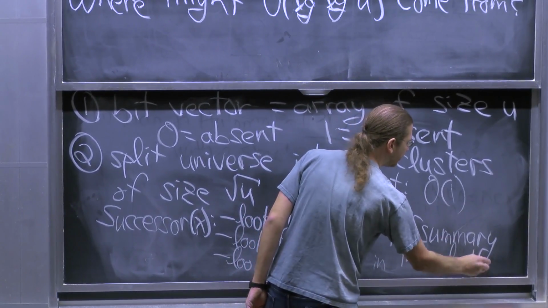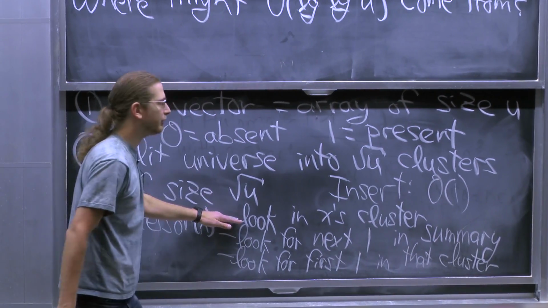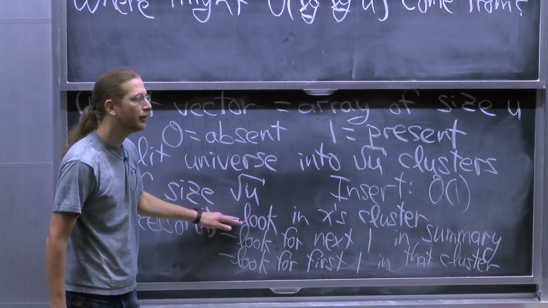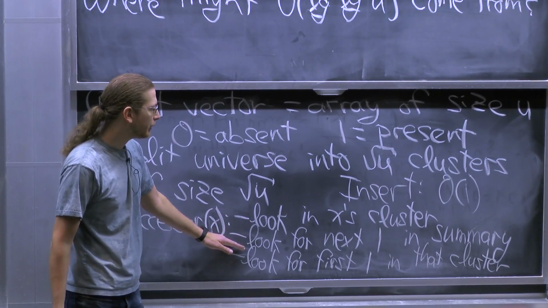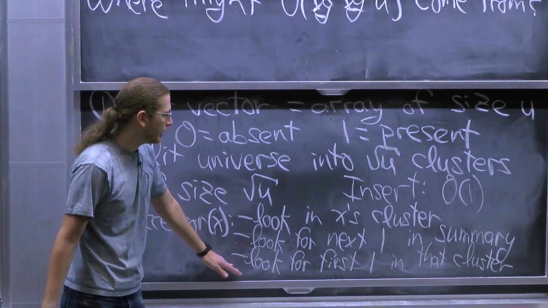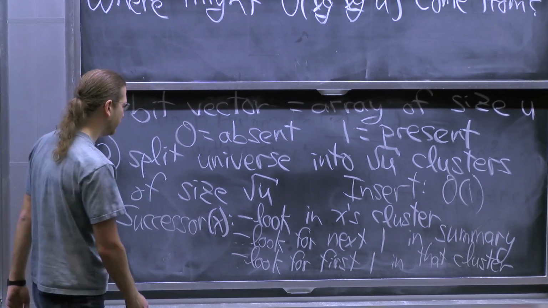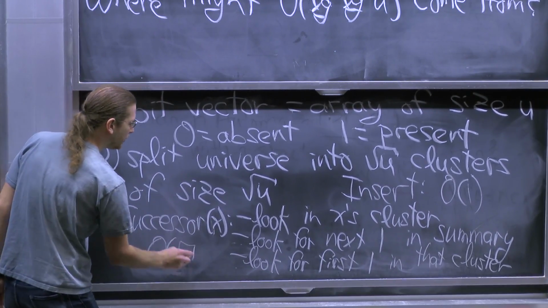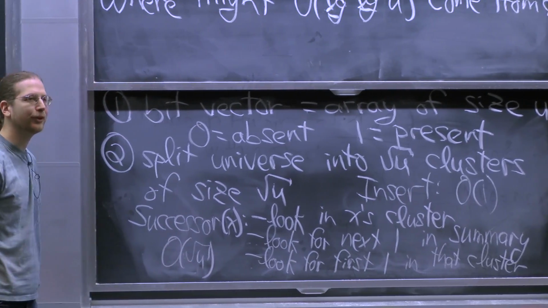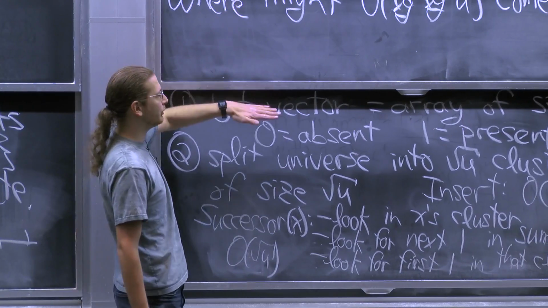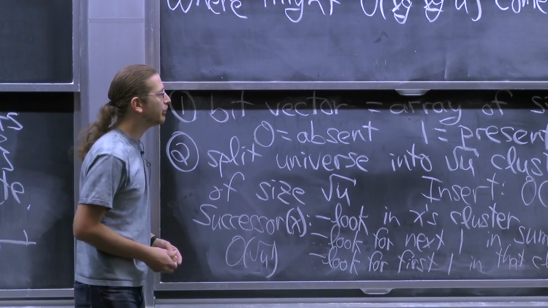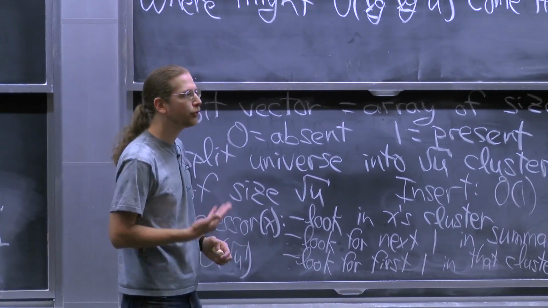So there are 2 cases. In the lucky case, we find the successor in the cluster that we started in. That only takes root u time. If we're unlucky, we search in the summary. That takes root u time. And then we find the first 1 bit. That takes root u time. The whole thing is square root of u, which is, of course, not very good compared to log n. But it's a lot better than u, which is our first method, the bit vector. So we've improved from u to square root of u.